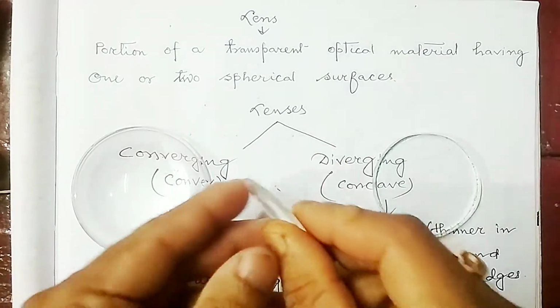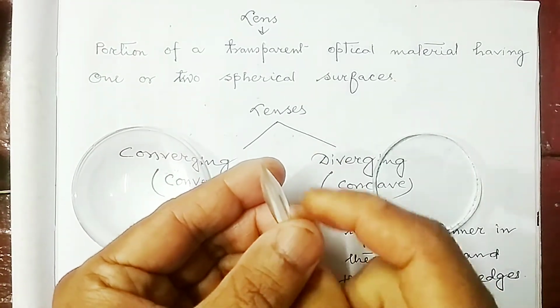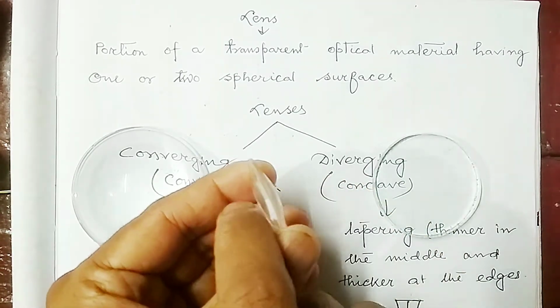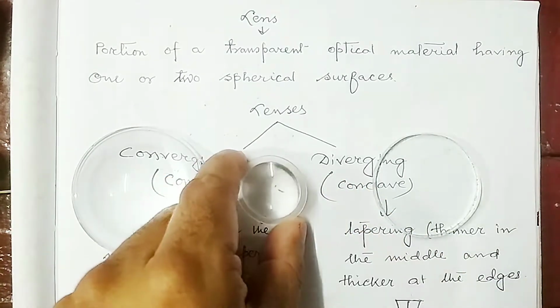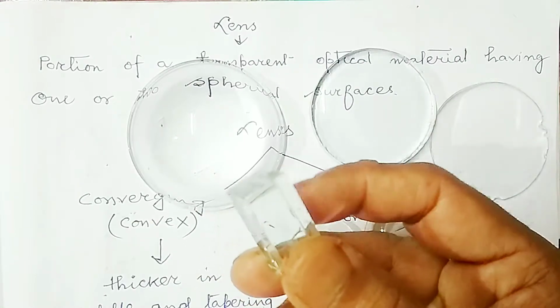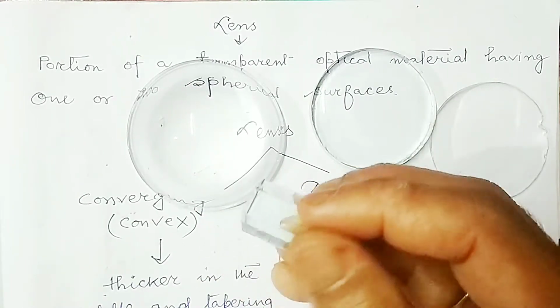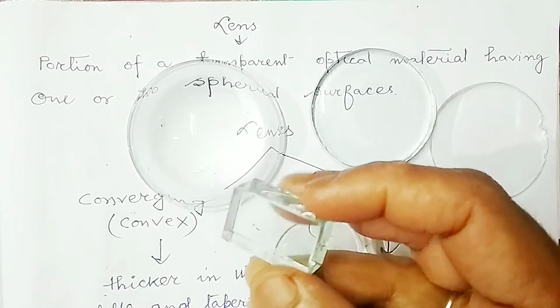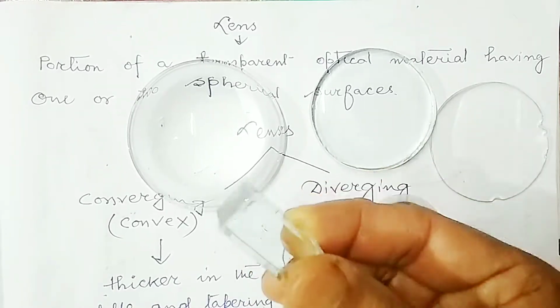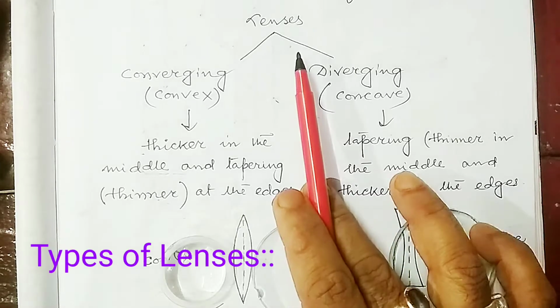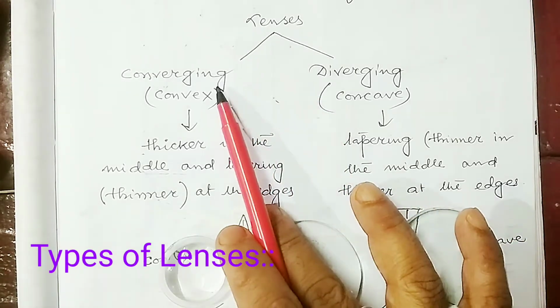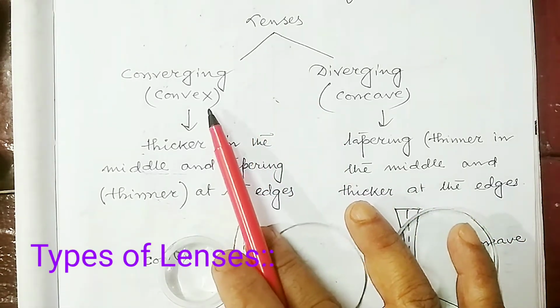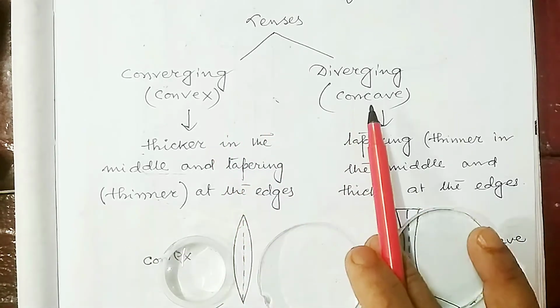If I consider this type of optical material, here you can see both the surfaces are spherical, so this is also a lens. Here all the surfaces are plane. Just because all the surfaces are plane, though it is a transparent optical material, this is not a lens. Now lenses are of two types. One is called converging lens or convex lens, and another one is called diverging lens or concave lens.